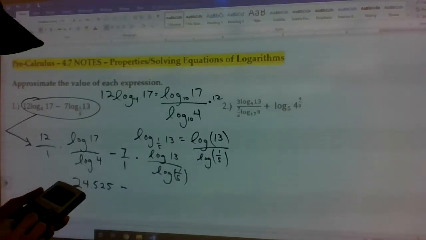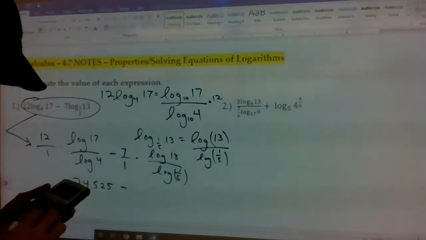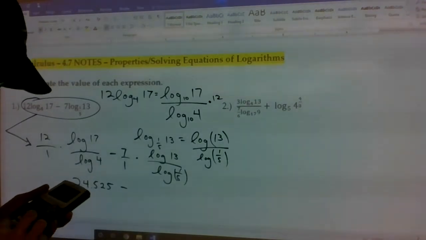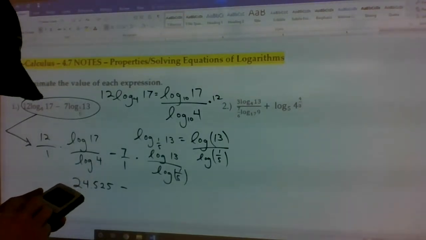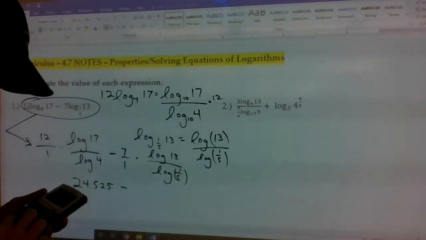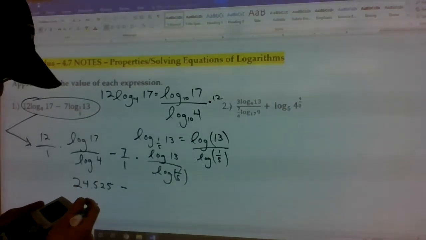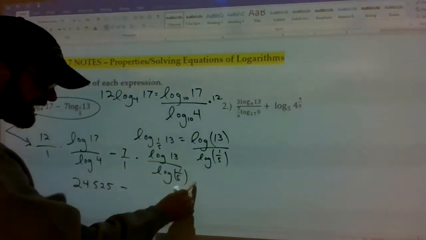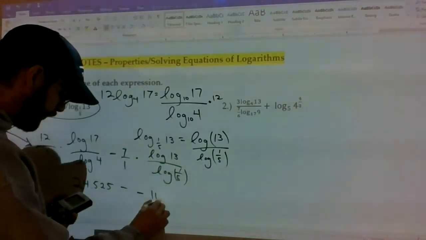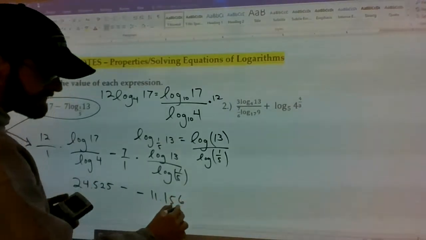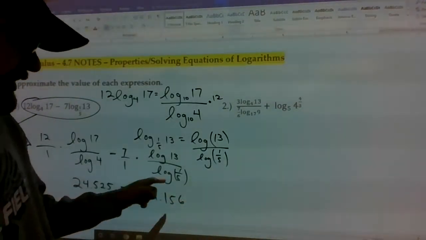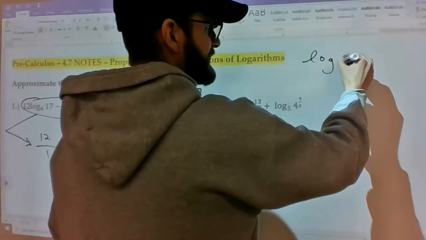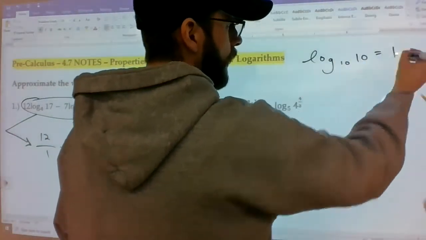Subtracting, well, I'm just going to figure out what this expression is. 7 times the log of 13 divided by the log base 10 of 1/5. Now, it's interesting. Here, I'm getting a negative 11.156, which I think makes sense right here, because log base 10 of 10 equals 1.